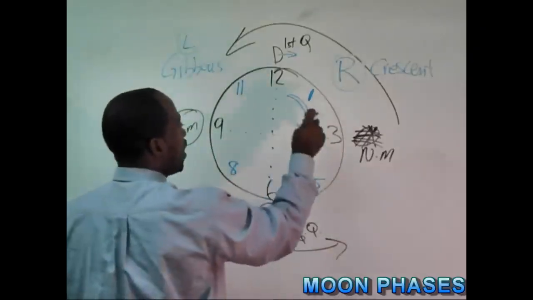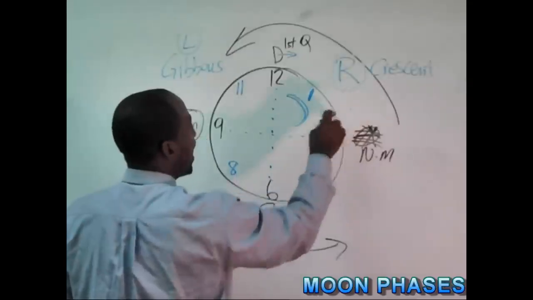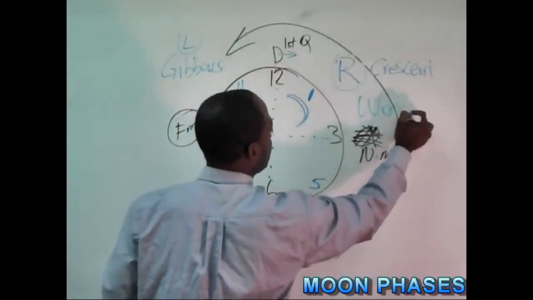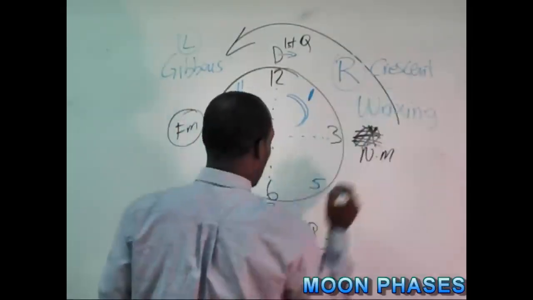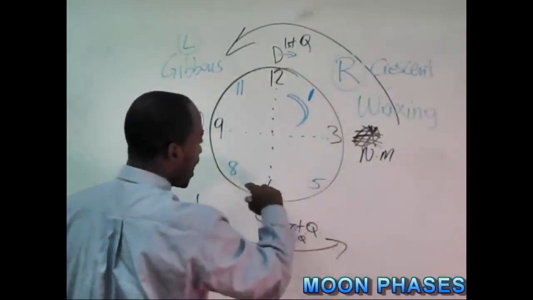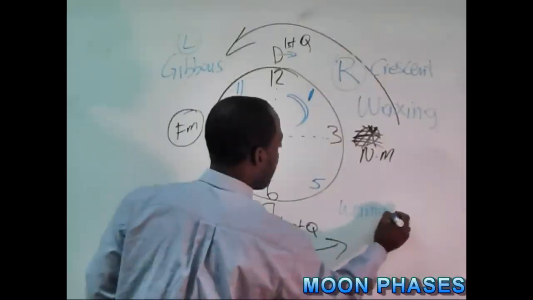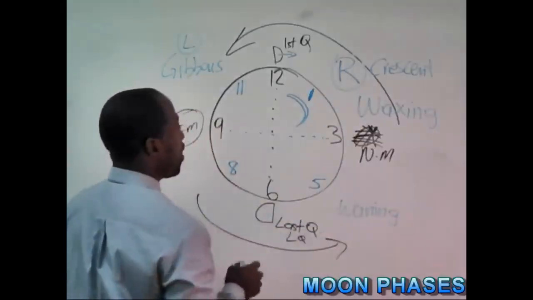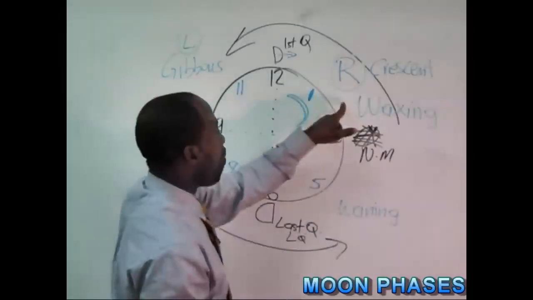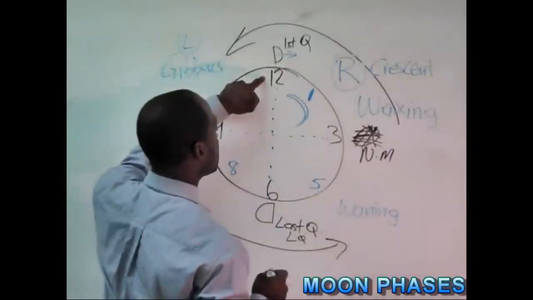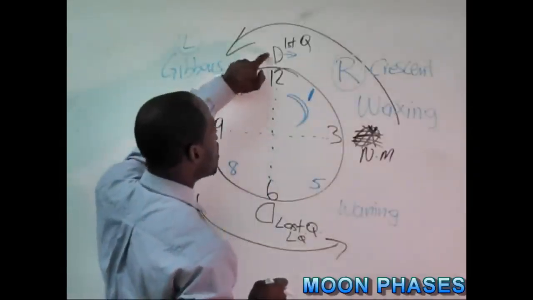So that means that's what? Because up here is talking about waxing. We say above the line is going to be waxing. And below the line, below this horizon, we're going to call it waning. Okay? So now, here we got a waxing crescent going counterclockwise. And then at 12 o'clock, we got our first quarter.